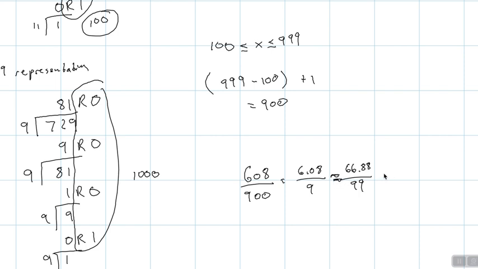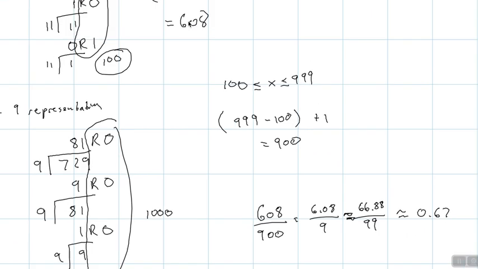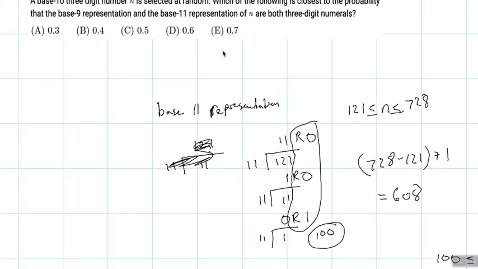It is equal to that, and that's about 0.67. And 0.67 is closest to 0.7, so the answer is choice E.